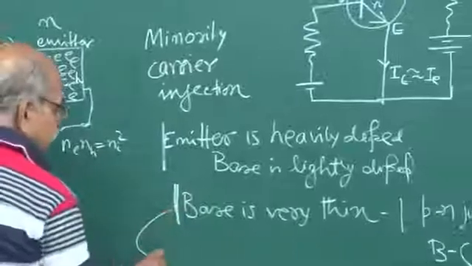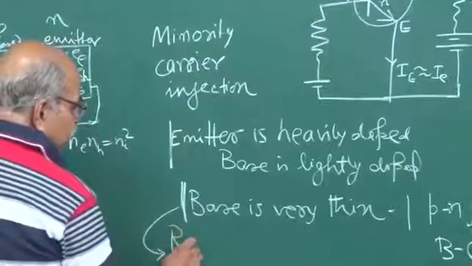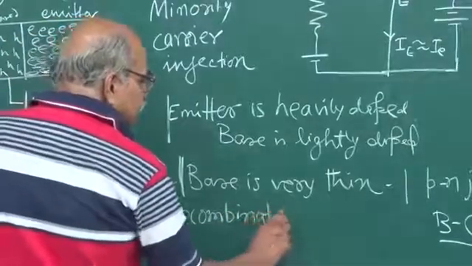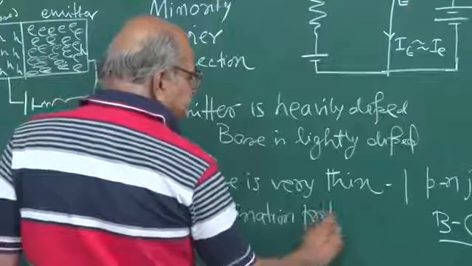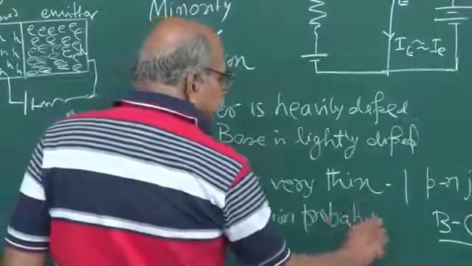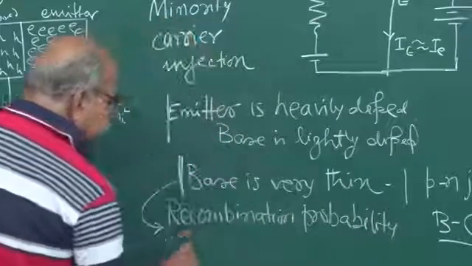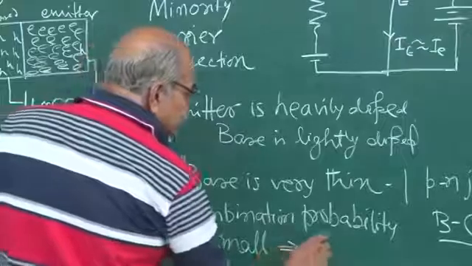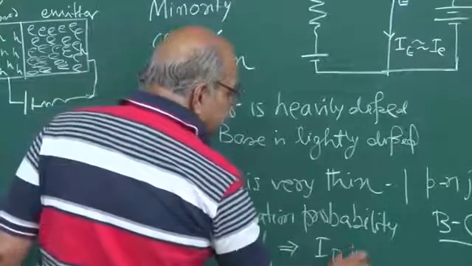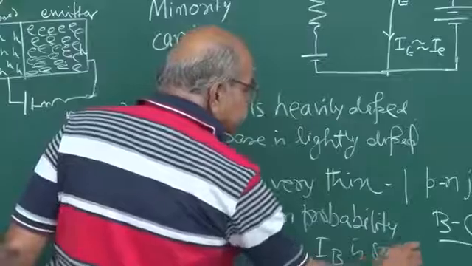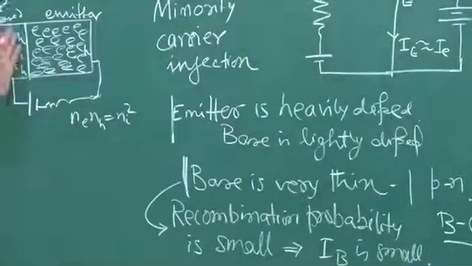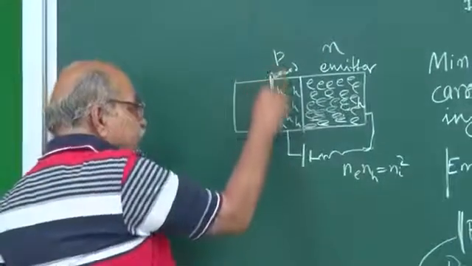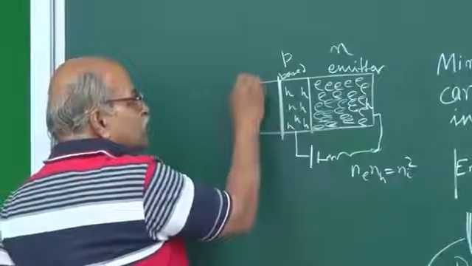So the result is recombination probability is small. And this finally tells that IB is small. Most of the electrons do not see what is here. They just reach this second junction. This is the second junction. This is your collector side.